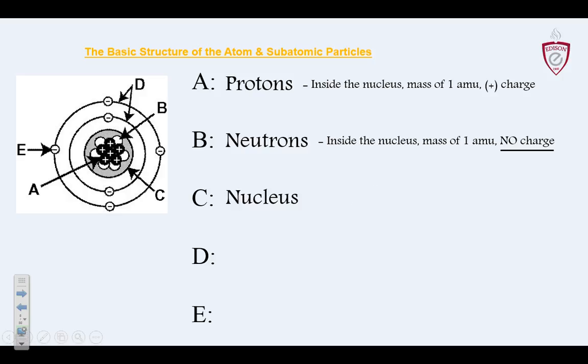C is pointing to that big circle. It's kind of got that plaid texture on it. That is the actual nucleus. This is that dense core of the atom. It has an overall positive charge because of the protons, and it holds all of the nucleons.